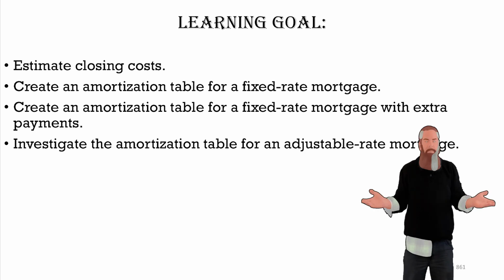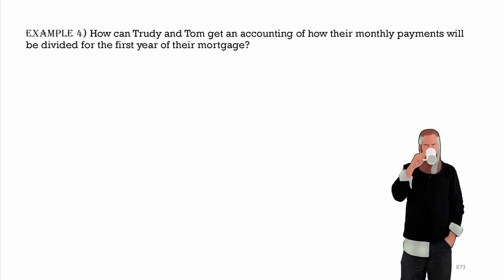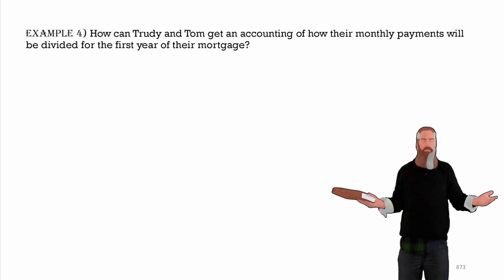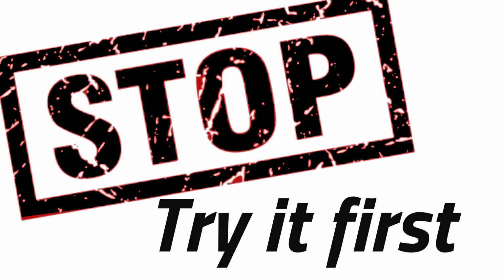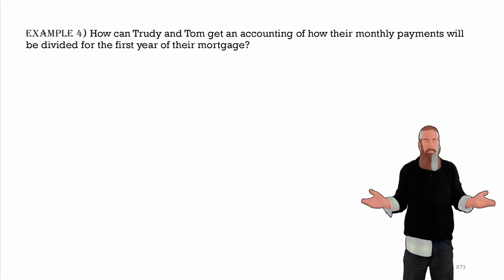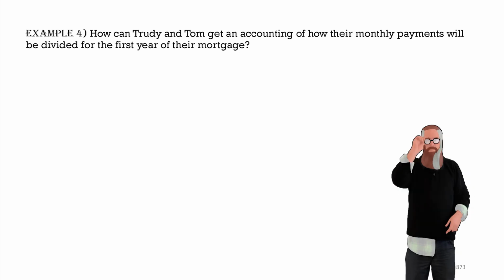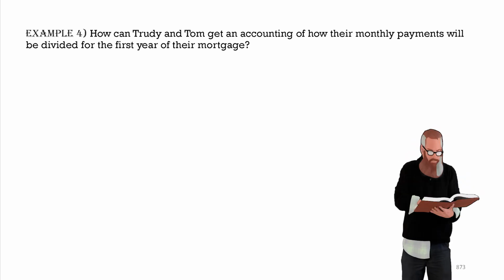Now let's create an amortization table for a fixed rate mortgage. How can Trudy and Tom get an accounting of how their monthly payments will be divided for the first year of their mortgage? In example 3, we calculated the principal and the interest for a single month. Here, Trudy and Tom need data over the course of 12 months.